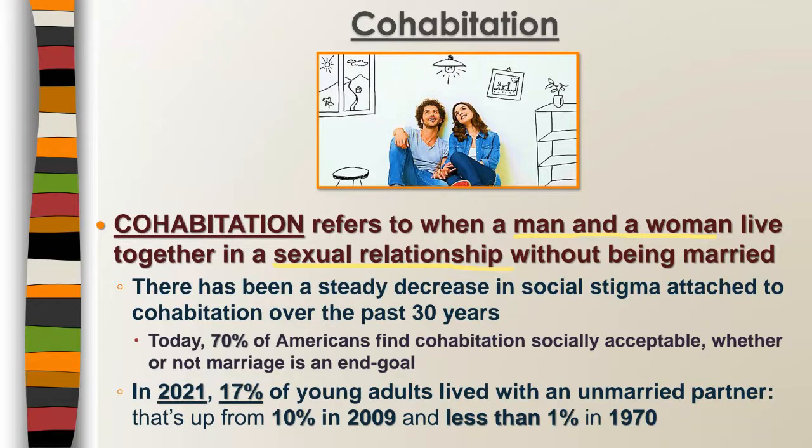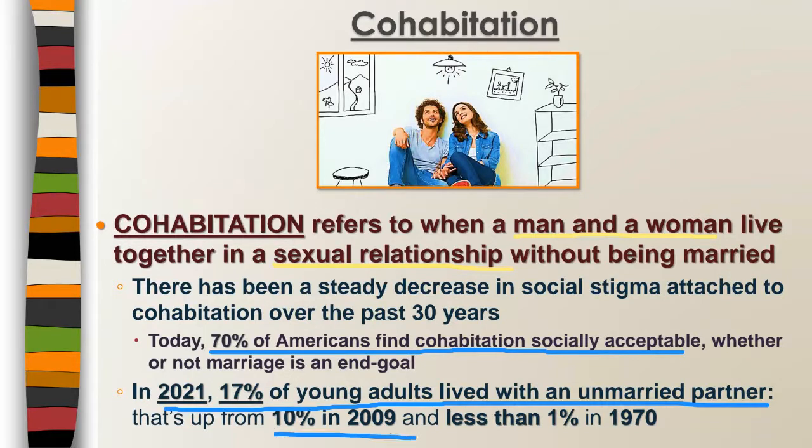Today, about 70% of Americans say that cohabitation is socially acceptable, whether or not marriage is the end goal. And in 2021, 17% of young adults lived with an unmarried partner. That's up from 10% in 2009 and less than 1% in 1970.